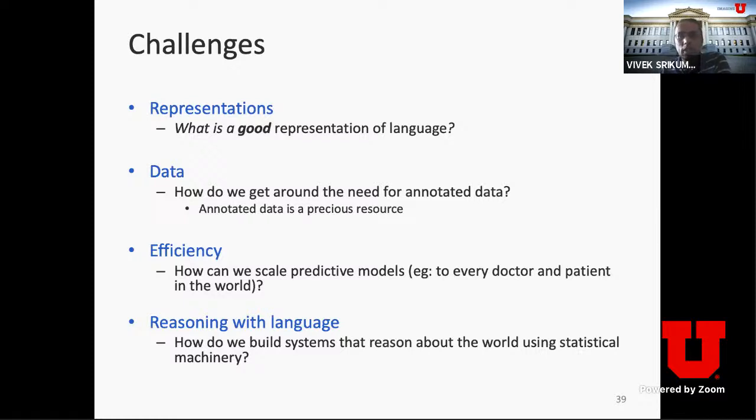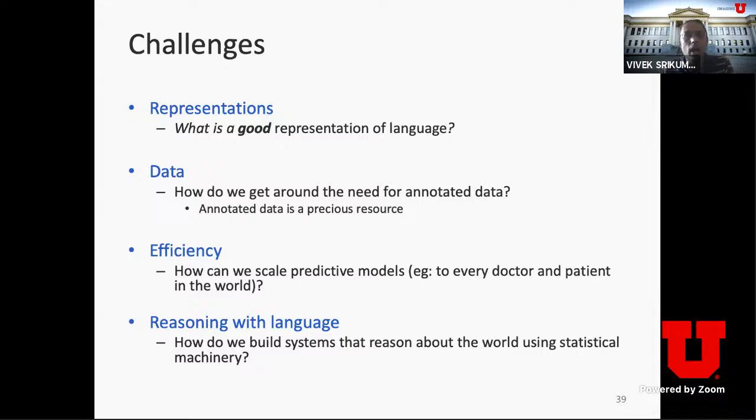And we need to understand how to get around this need for data. Annotated data is so precious and so hard to get that we need to understand, can we build modeling systems, natural language processing systems that don't need so much language data? There's also the question of efficiency.